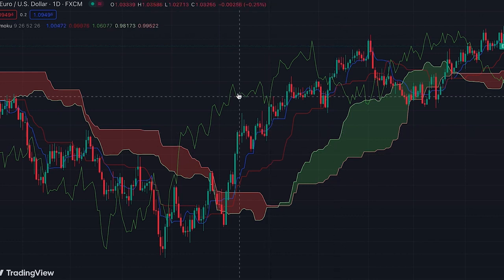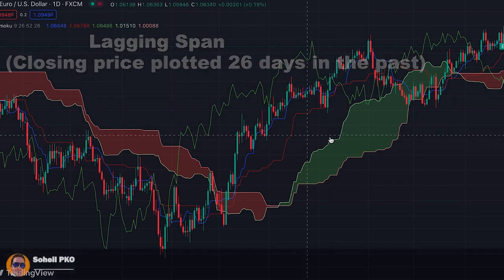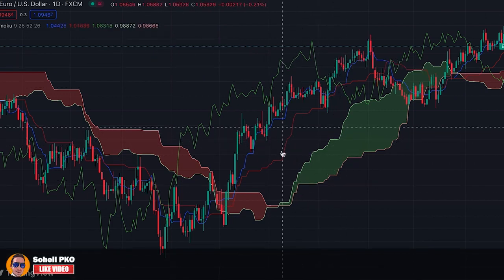And the last one, this dark green line that sometimes moves close to the price action and other times far from the price action, is called the lagging span, and it's actually the closing price that is plotted 26 days in the past. Alright, now let's see how we interpret this indicator and use it for trading.